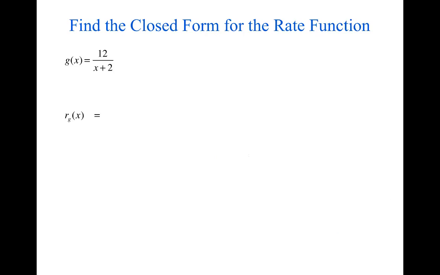Close. What would be here? Good. g of x plus h minus g of x over h, right? That is our trusted rate of change function. We get the change in y over the change in x for that change in x of h, and that's going to give us the rate of change. And if h is small enough, that's the exact rate.